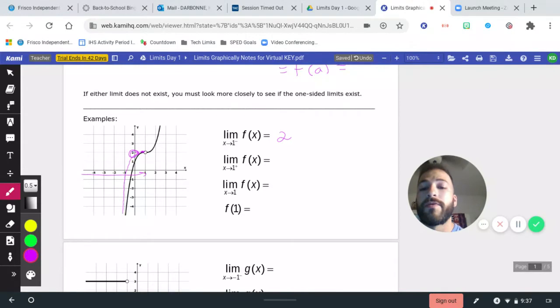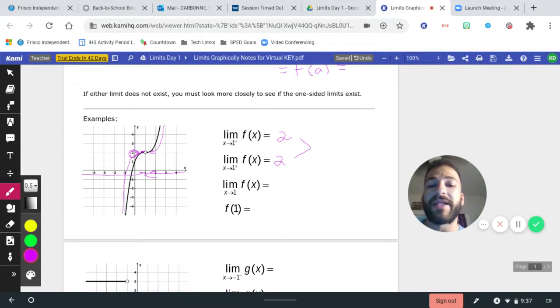All right. Our other one, limit as x approaches 1 from the right. So once again, we do the same thing, but this time we come from the right. So we follow our function from the right. What y value does it look like it gets to? Once again, 2. So we say the limit from the right is also 2.